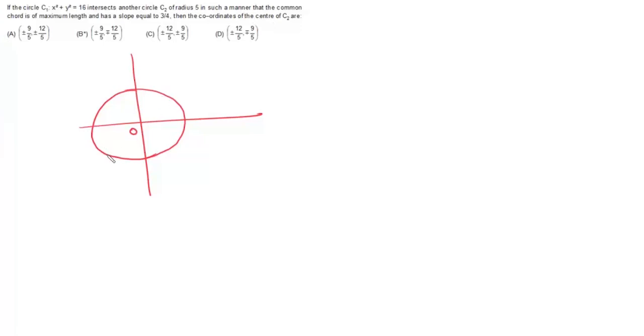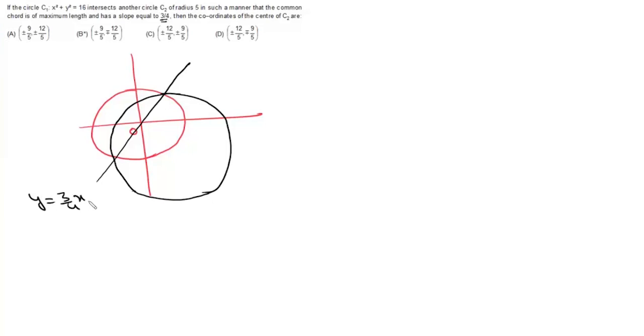So the common chord of the two circles will pass through the center and we need this common chord whose slope is 3 by 4. So we'll draw this common chord. Now we need to find the center of this circle. Now the equation of this line is y equals 3 by 4 x, or simply 3x minus 4y equals 0. Now the radius of this second circle is 5 units.